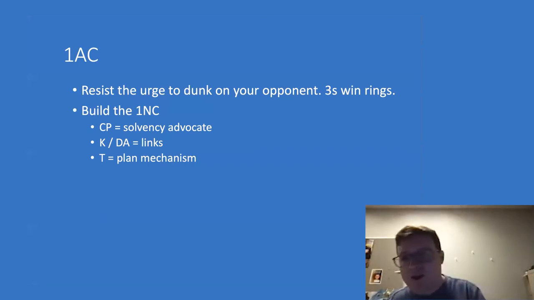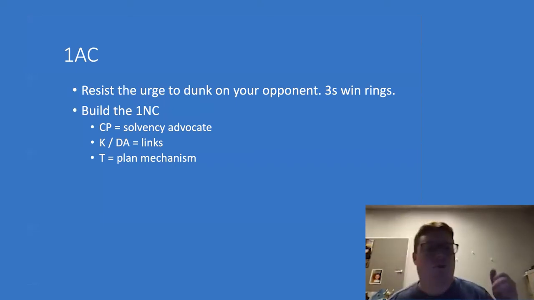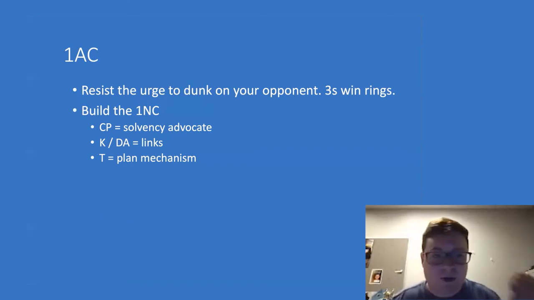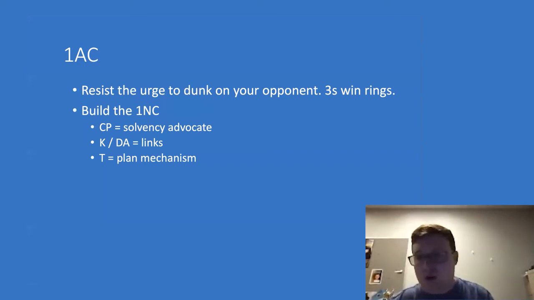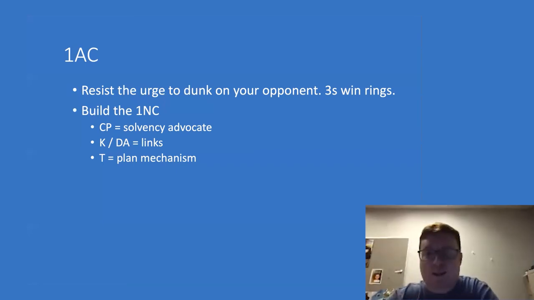But in the long run, it doesn't benefit you as much as getting competition to your counterplan, establishing the difference between the affirmative and the soon to be introduced counterplan or T or DA, et cetera, et cetera, et cetera. So your goal should be building and having the judge understand what the 1NC is going to be and the strategic benefits of the 1AC.